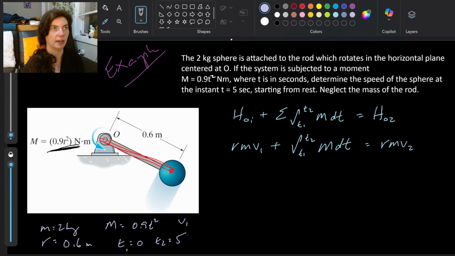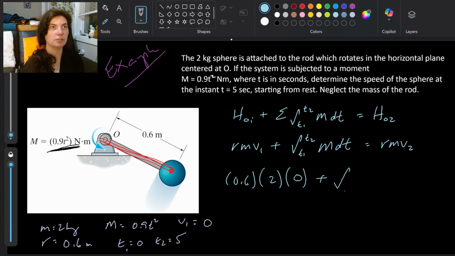And we need to determine the speed of the sphere at t equals 5 seconds, starting from rest. So that tells me that my initial velocity is 0. We're going to neglect the mass of the rod, so we're just looking at that particle at the end, that 2 kilogram sphere acting as a particle. And we can start plugging stuff into our equation. So we've got R, which is 0.6, times the mass of 2 kilograms, times the initial velocity. Whoops, that's 0. I guess I really didn't need any of that other stuff, but it's in there anyways.